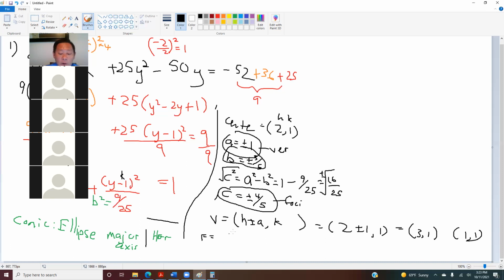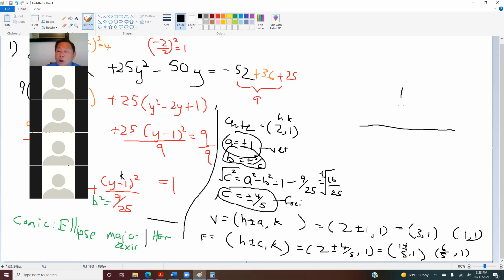Your foci, or focus points, are H plus minus C, K, because again, it's horizontal. This plus minus C is on the x value. So it's 2 plus minus C, which is 4/5, and K is 1. So this will give me 2 plus 4/5 is 14/5, and then 2 minus 4/5 is 6/5. So this is your focus point in this case.